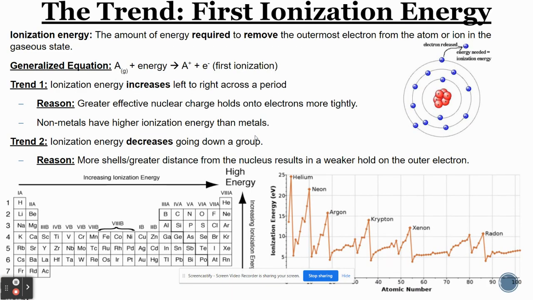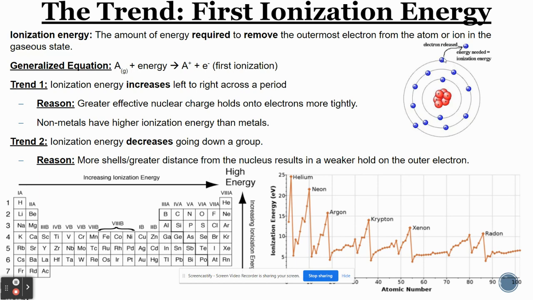So ionization energy, when we define it, is the energy that's required to remove the outermost electron from an atom or an ion when it's a gas. So let's look at this example over here. Here we have an atom, and we're going to assume it's a sample of it in gas state, and you want to remove an electron. To remove an electron, it takes energy to do that.